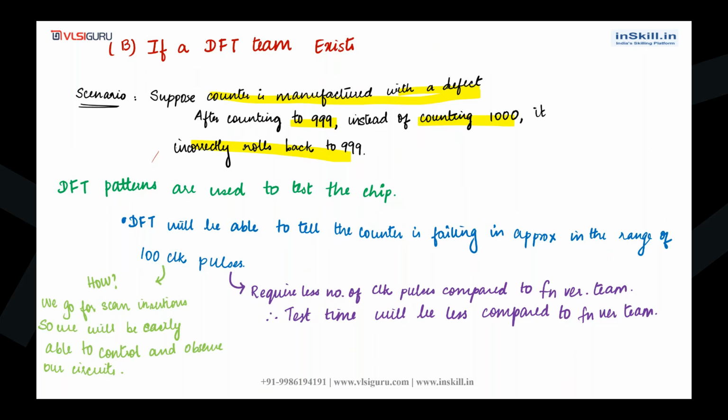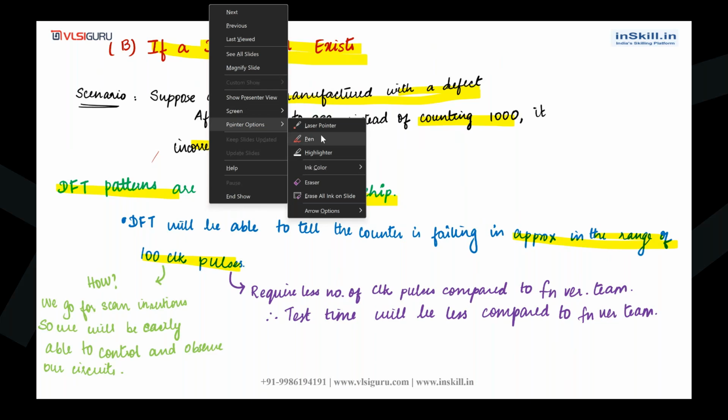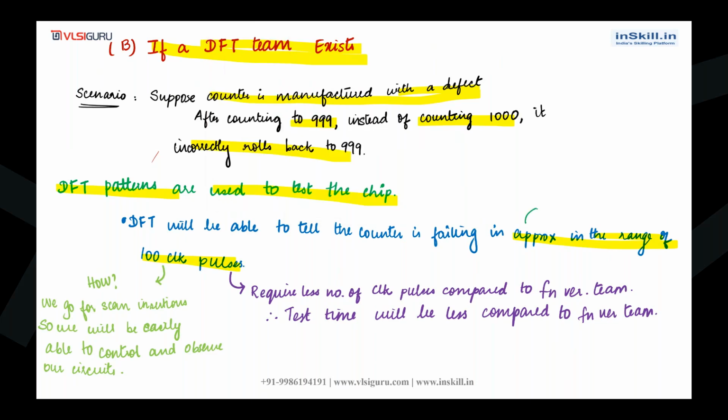Now, if a DFT team exists, what will happen? DFT patterns will be used to test the chip. In that case, DFT will be able to tell that the counter is failing in approximately 100 clock pulses itself. Approximately in the range of 100 clock pulses means something like 80, 90, 100, 120, 200, and so on.